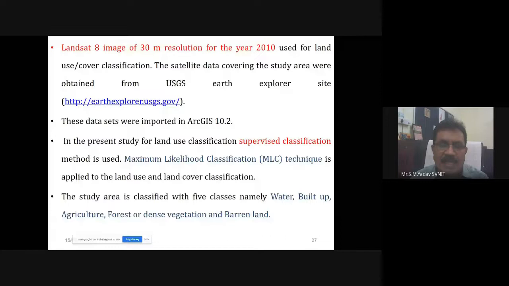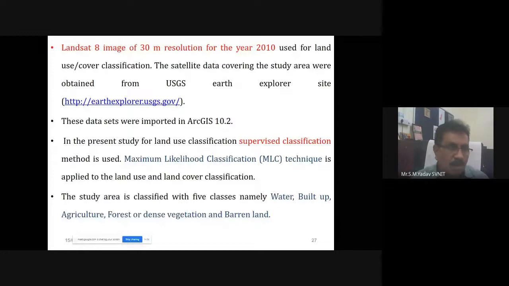The study area is classified into 5 classes, namely water, built-up, agriculture, forest or dense vegetation, and barren land. After processing it in ArcGIS, the water, agriculture, urban, bare, and forest areas have been marked. The map of LULC has been prepared for the study area.